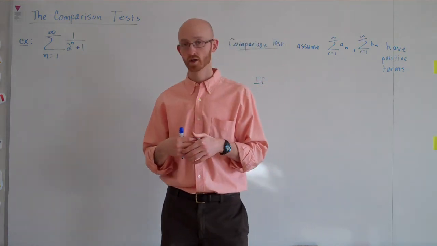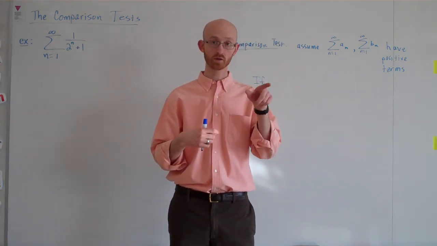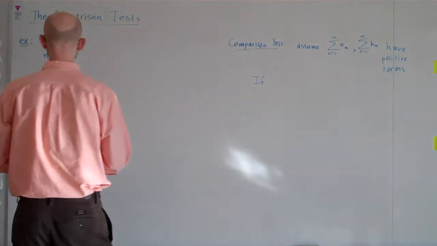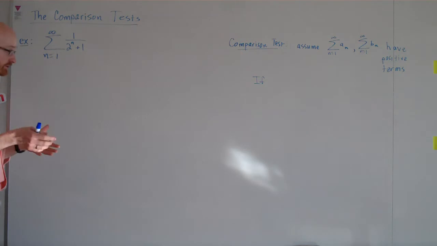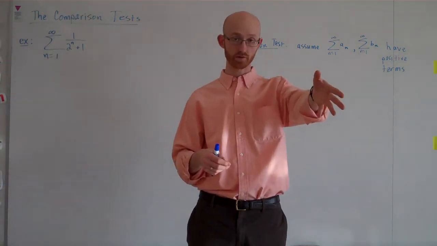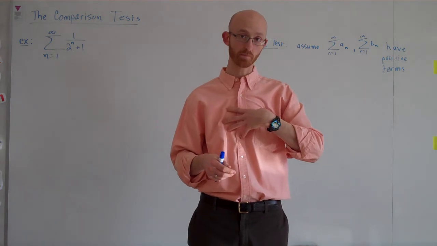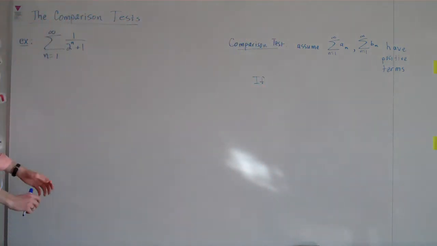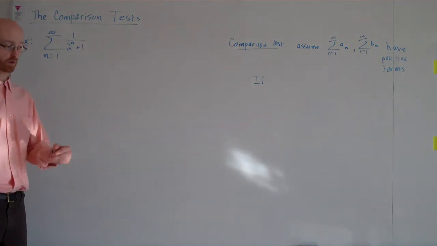It says, if I'm less than you and you converge, then I converge. Okay? So similarly, if I'm greater than you are and I know you diverge, then I must diverge as well. We will see that with an example here, 1 over 2 to the n plus 1.